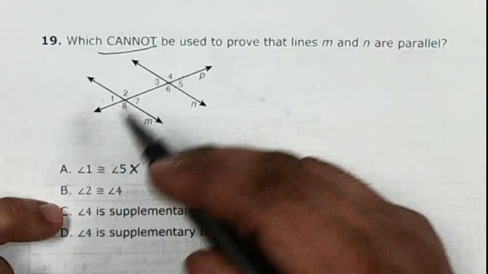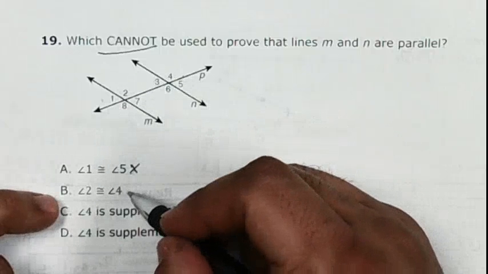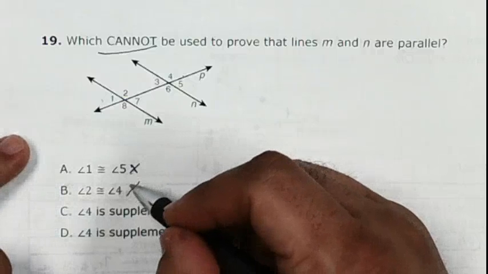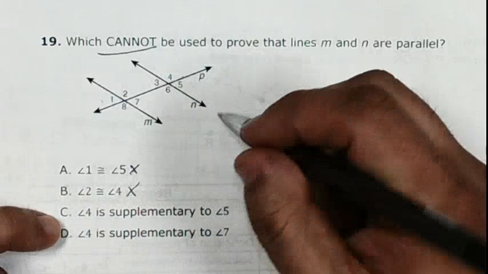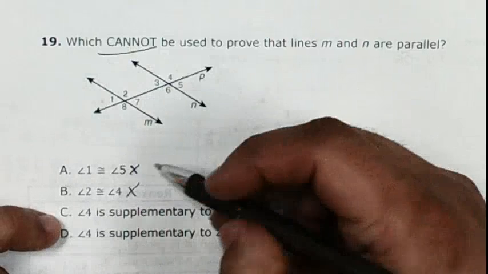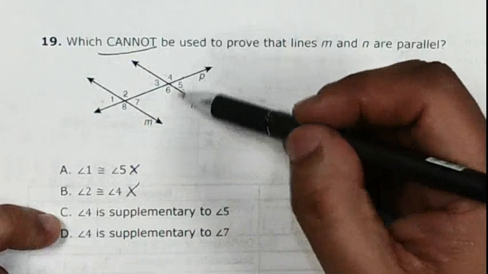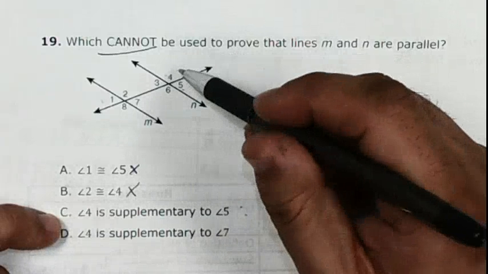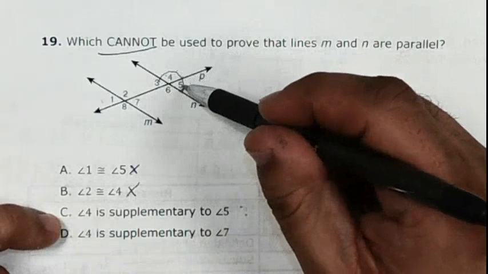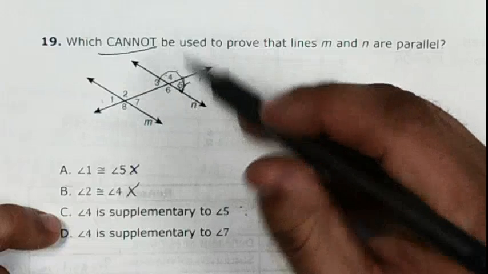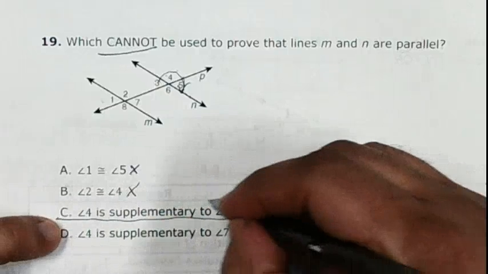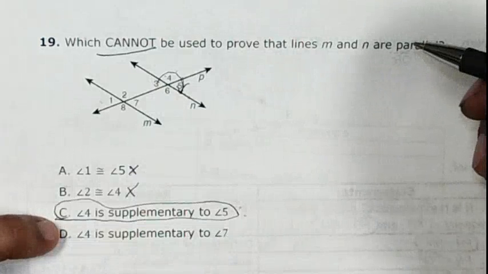2 and 4, those are going to be corresponding. And if those corresponding angles are congruent, then the lines are parallel. So that's not going to work as far as the cannot prove. 4 and 5, if 4 is supplementary to 5, that's not going to tell me if the lines are parallel. That's just going to tell me I have a linear pair there. So this one would not be used to determine if the lines are parallel.